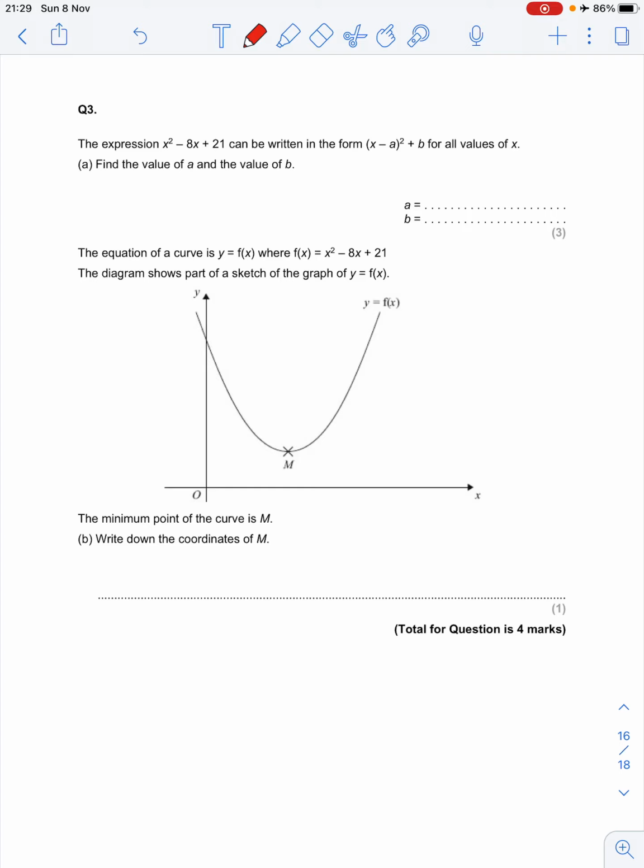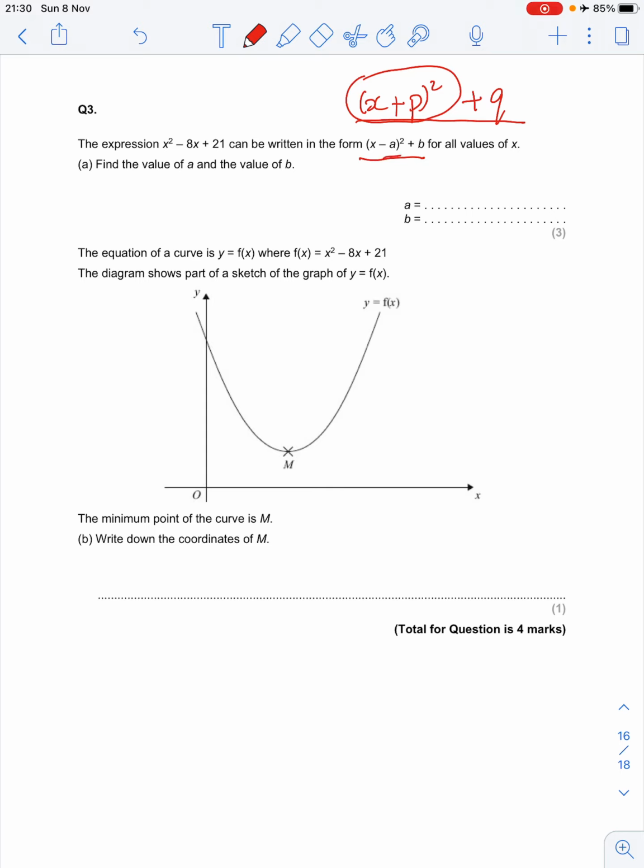The expression x squared minus 8x plus 21 can be written in this format here. Remember, this format is basically completing the square. So this question is asking us to complete the square. Remember, completing the square, we always have x plus a letter, and this has to be squared, and then we add q. This is what we've been showing in class.